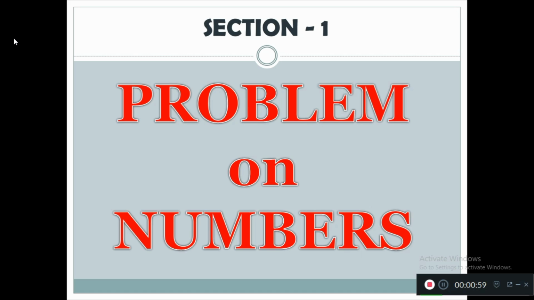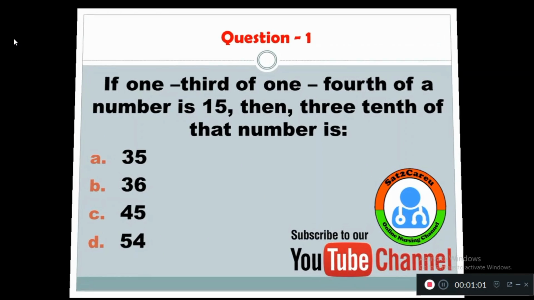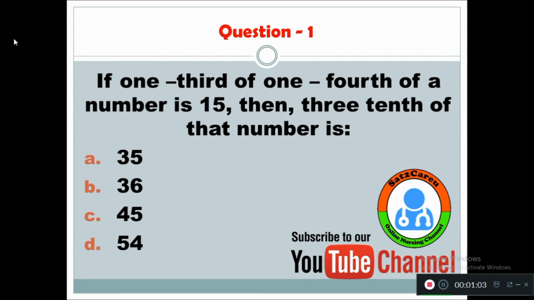Let's go for the first question of the day. If 1/3 of 1/4 of a number is 15, then 3/10 of that number is: option A 35, B 36, C 45, and D 54. So how are we going to present these questions for you? We have 10 questions and we have 3 slides for each question. The first slide will have the question and the second slide will have the answer.